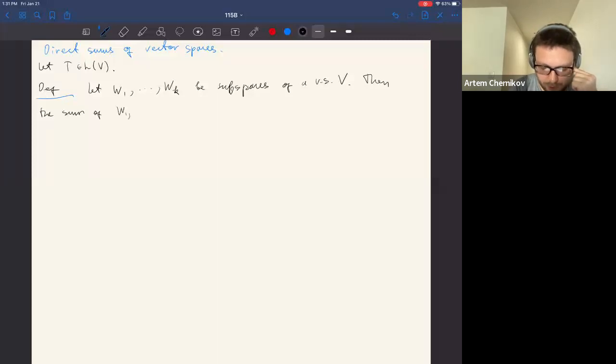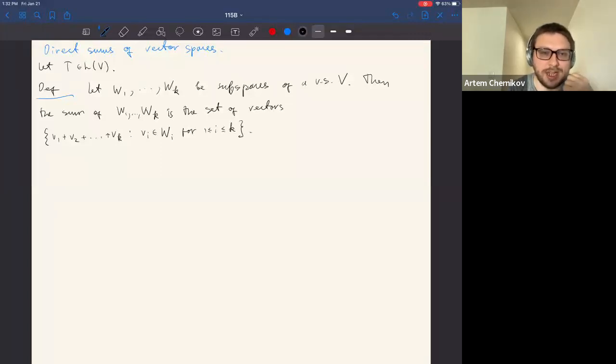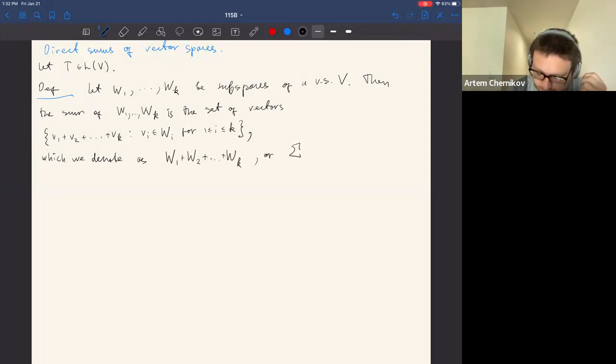So the sum of W1 through Wk is going to be the set of vectors of the following form. We look at all vectors which can be written as v1 plus v2 plus etc. plus vk, where each vi comes from the corresponding subspace Wi for all i between 1 and k. Okay, so we collect all vectors which can be written as sums of this form. And we denote this collection of vectors as the sum of the subspaces. So we denote it as W1 plus W2, etc., plus Wk, okay? Or we can also write it in short notation as the sum over all i from 1 to k of Wi, okay?